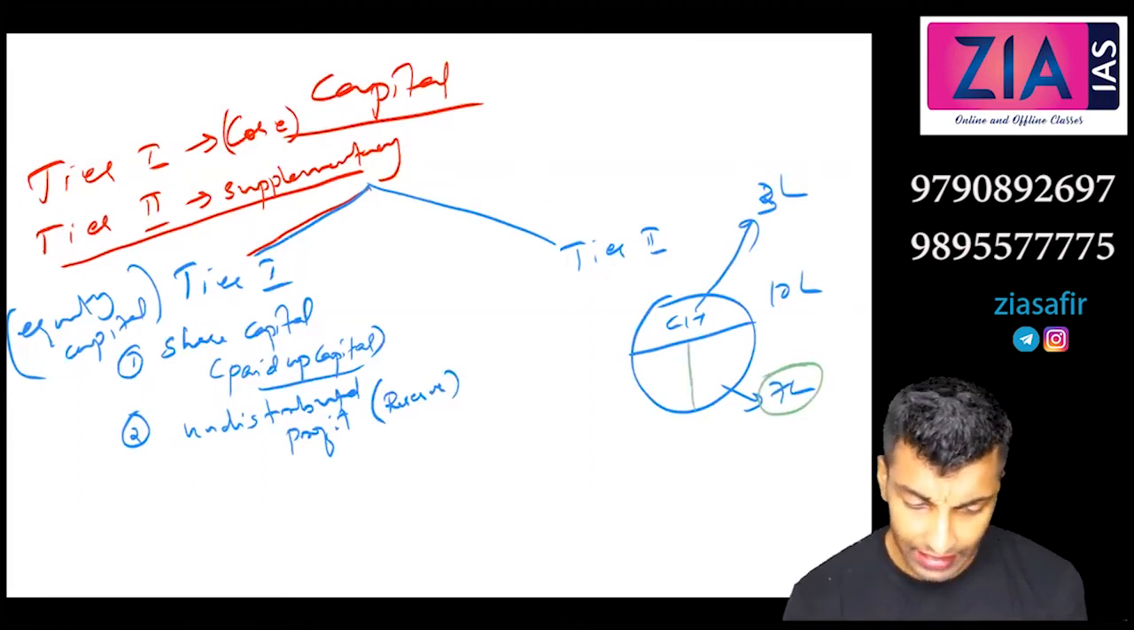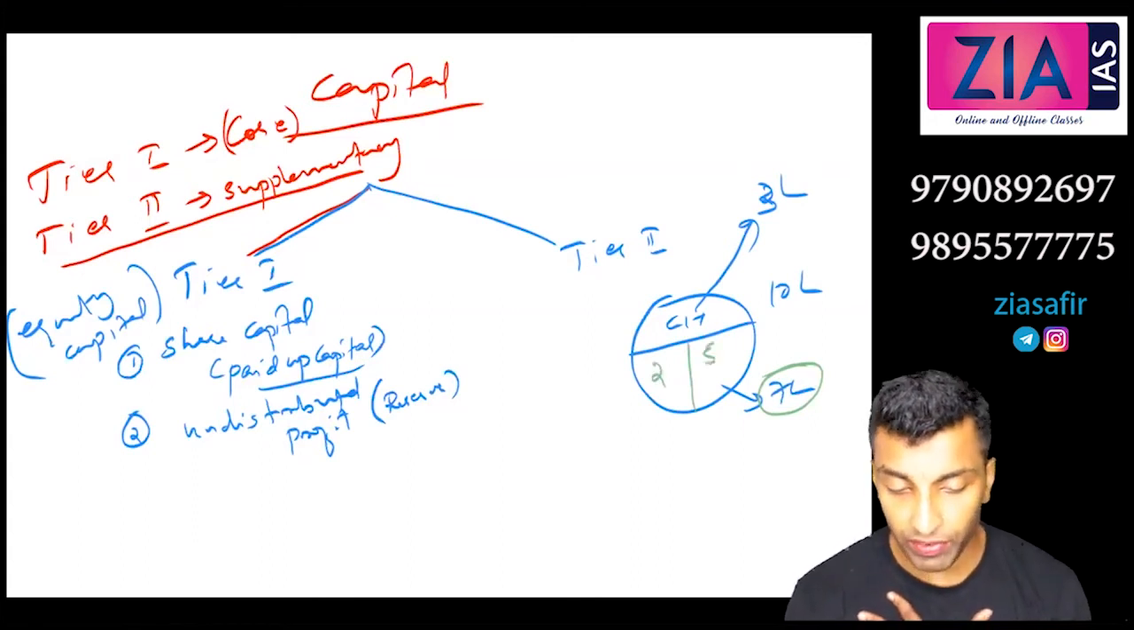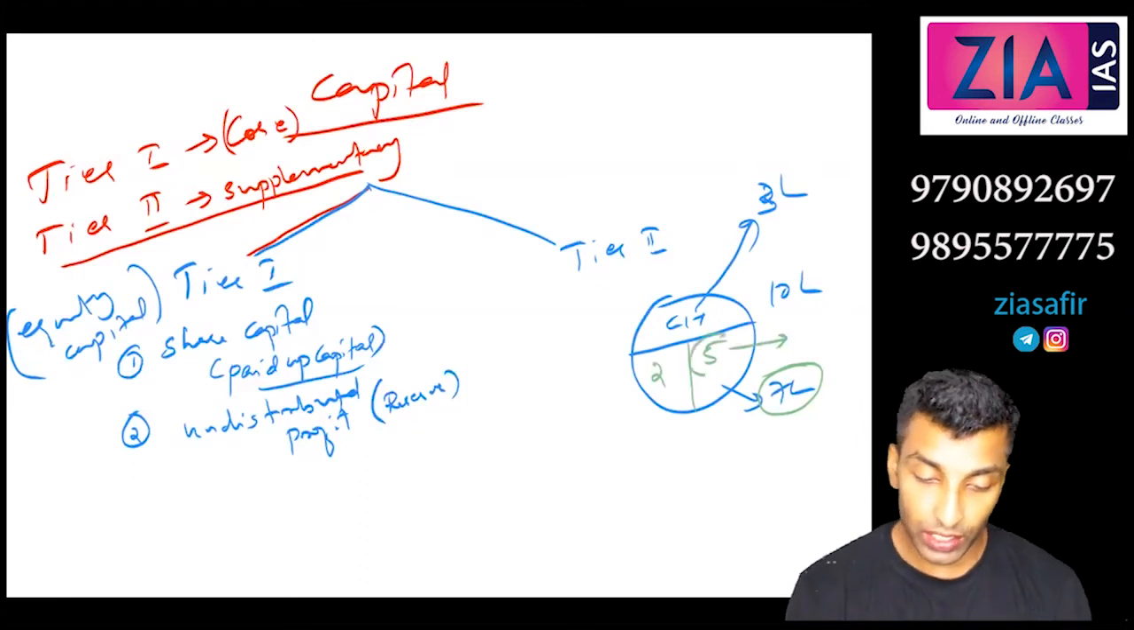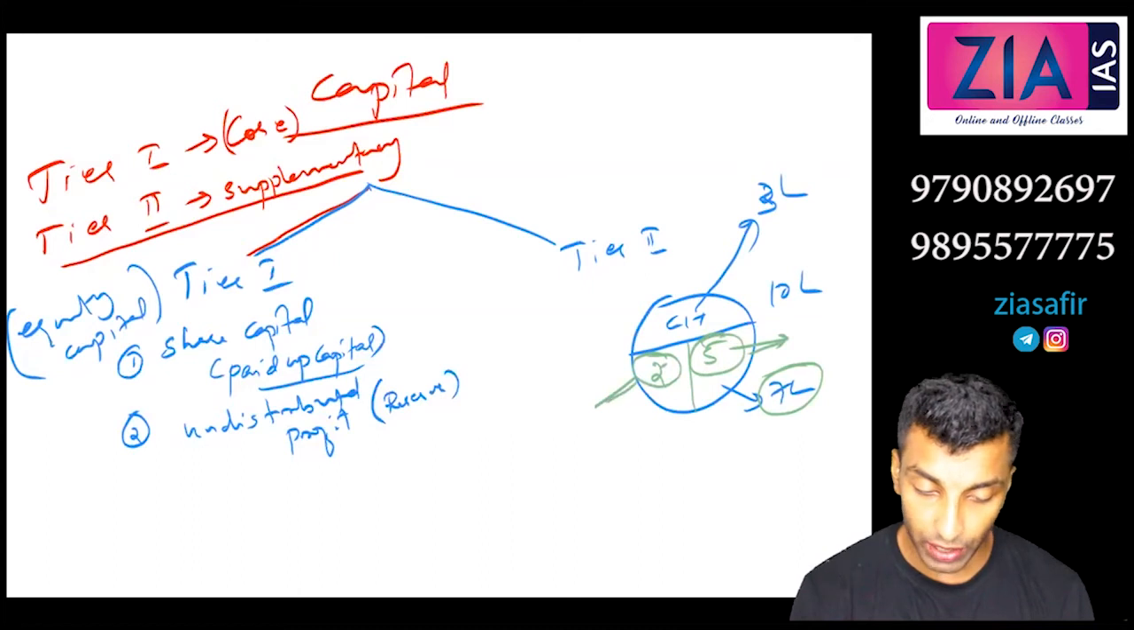But if you decide that, let's say 2 lakh will be reinvested in the bank, and only 5 lakh will be withdrawn and distributed. So this 5 lakh will be distributed profit. This 2 lakh will be undistributed profit.